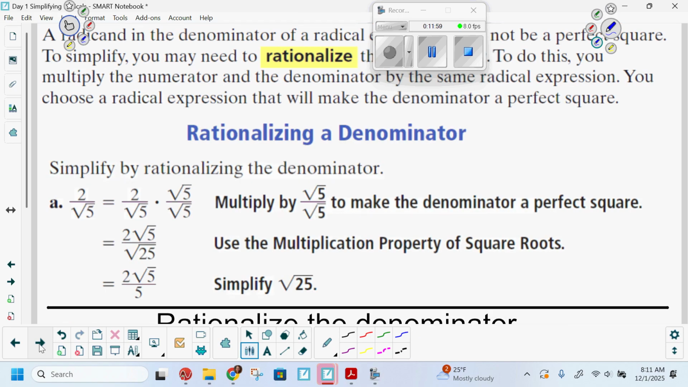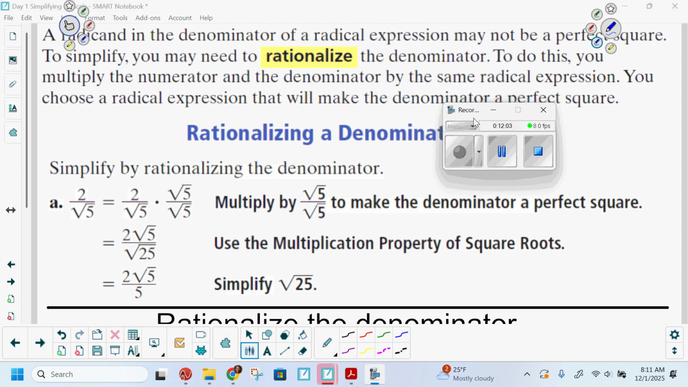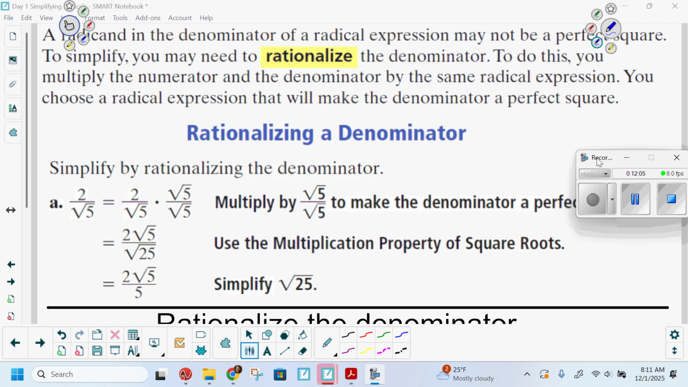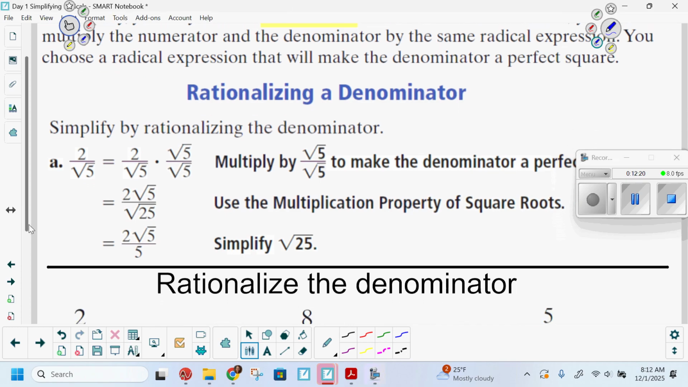All right, the last thing I wanted to go through with you today is something called rationalizing the denominator. So sometimes the radicand in the denominator of a radical expression is not a perfect square. So we need to change the denominator into a rational number. And this is considered to be more simplified.